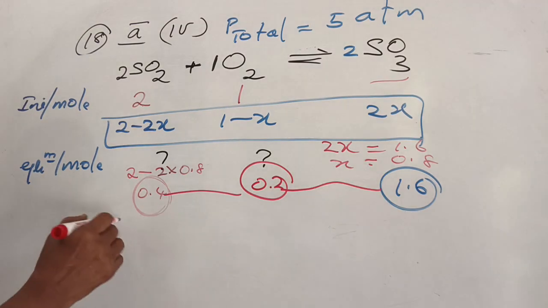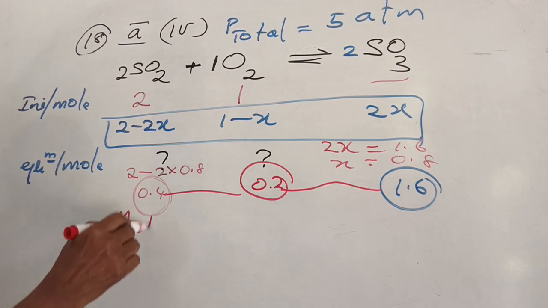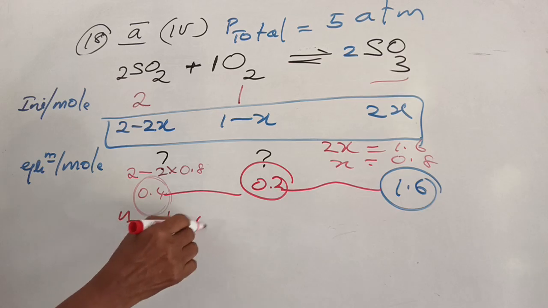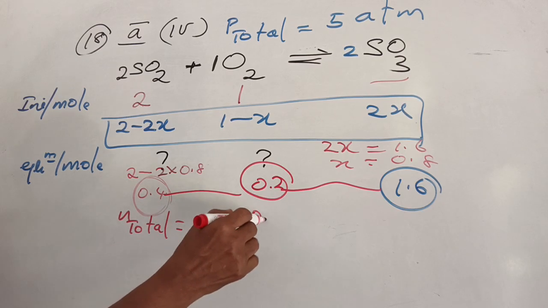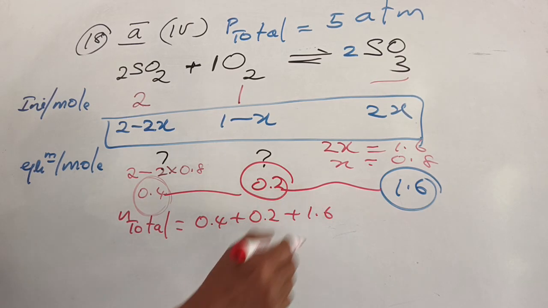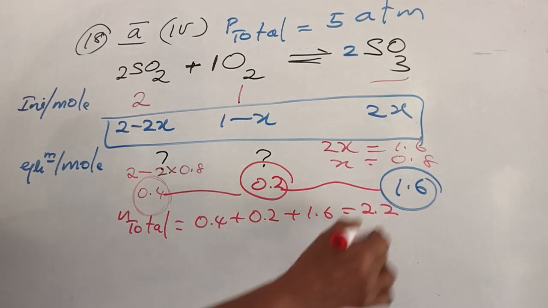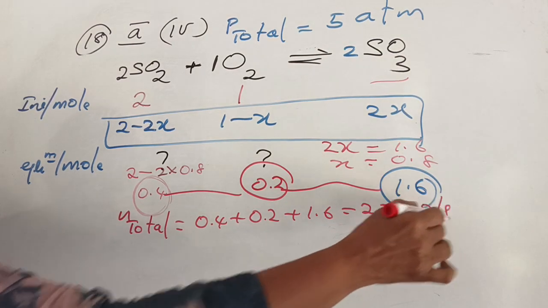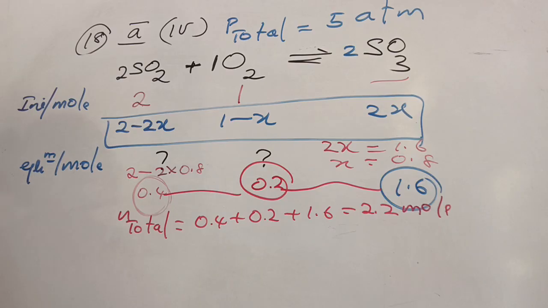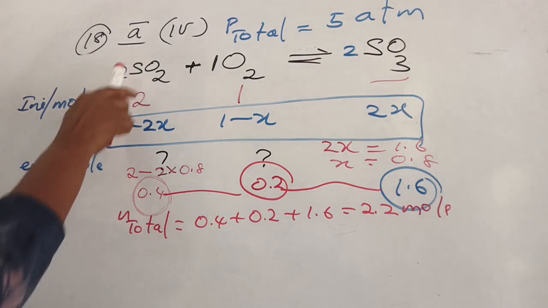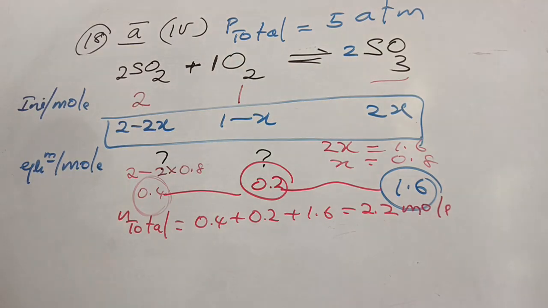So in this context, we can find the total number of moles. N total would be 0.4 plus 0.2 plus 1.6. So the total number of moles becomes 2.2 moles in this mixture. So you know the total number of moles, and you can find immediately the mole fraction of all these remaining gases.